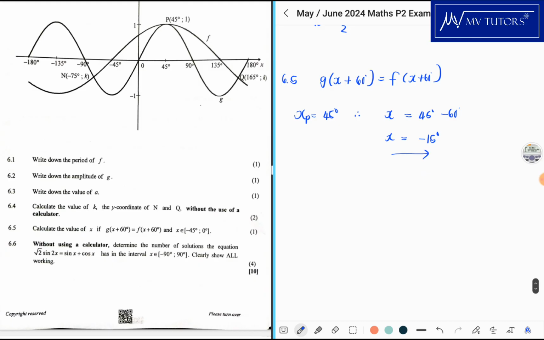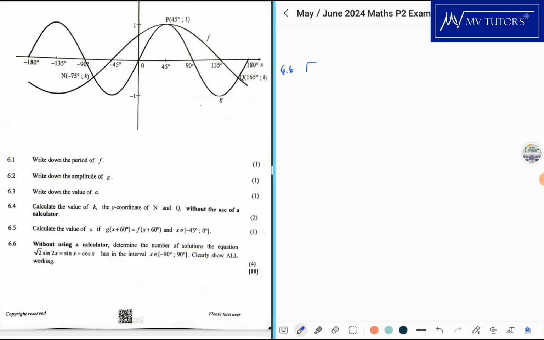Now the last question for question number 6, 6.6. It says, without using a calculator, determine the number of solutions that the equation has in that interval from negative 90 to 90. And that is 4 marks. I feel like you're going to do so much. So we have square root of 2 sine 2x, which is equal to sine x plus cos x.